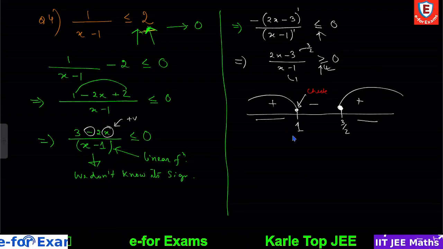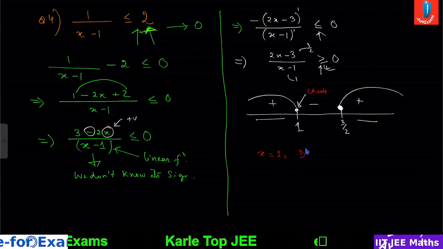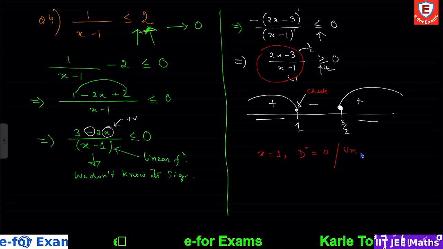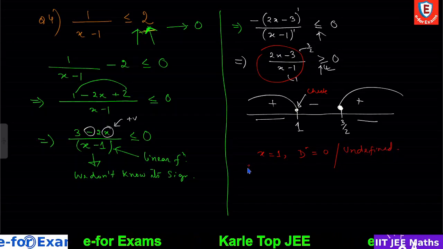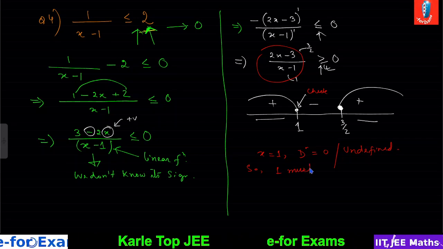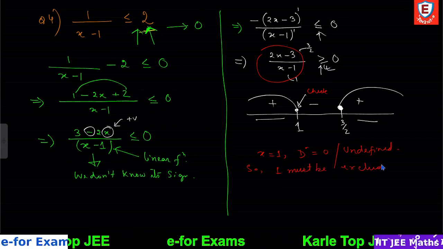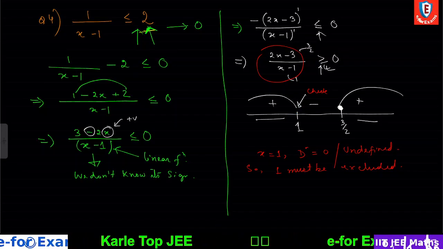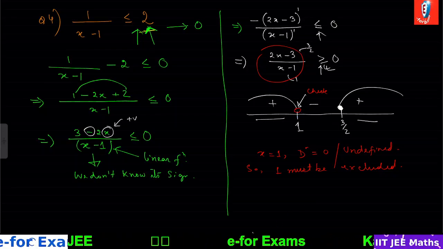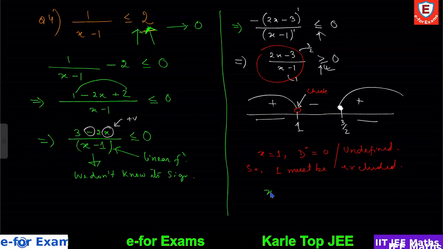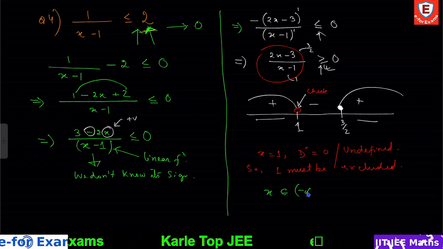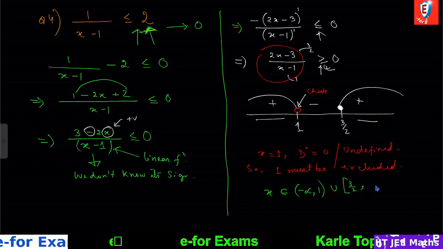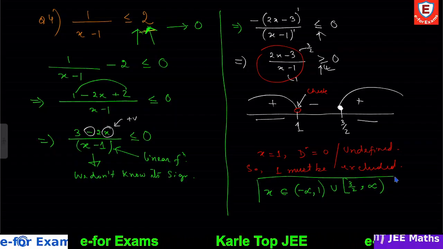Check this point. When x equals 1, the denominator equals 0. If the denominator is 0, the entire thing is undefined. So 1 must be excluded. Therefore, this will be a hollow circle, not a dark circle. Hence, the final answer is x belongs to minus infinity to 1, union 3 by 2 closed, 3 by 2 comma infinity. This is the final solution.